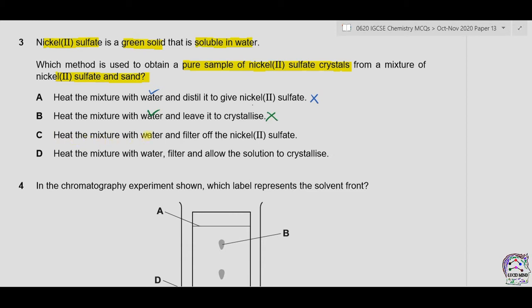C. Heat the mixture with water and filter off the nickel sulfate. This is not possible because nickel sulfate is water soluble. D. Heat the mixture with water, filter and allow the solution to crystallize. Now upon filtration, the sand will separate and then we can crystallize the remaining solution. So D seems to be the correct option. The answer is therefore D.